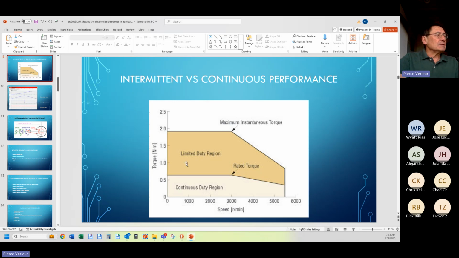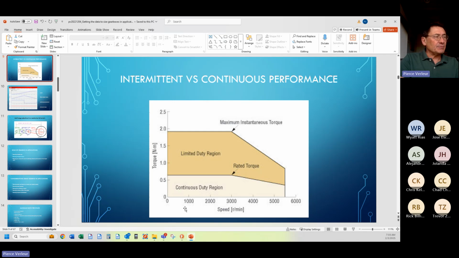Now, the limited duty region is a declining formula. The closer you are to the continuous duty region, the longer you'll be able to run. When you're up here at the maximum level of torque transmissibility through the gearbox, note it says maximum instantaneous torque. Go beyond this, you break the gearbox. You overheat the gearbox. You trash the seals, whatever. Okay? So we are, again, torque on the y-axis, speed on the x-axis.